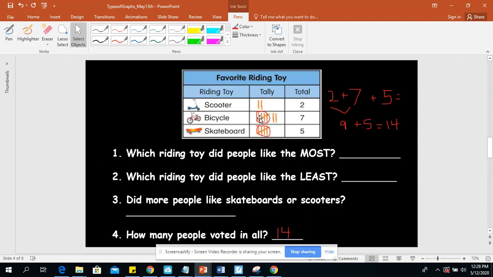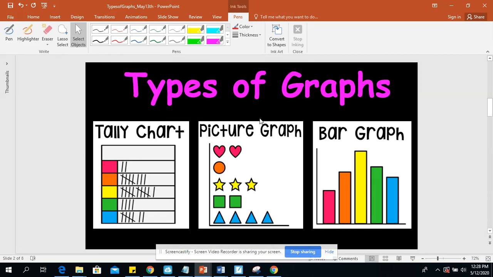Awesome job, boys and girls. So you just reviewed 3 different types of graphs: tally charts, picture graphs, and bar graphs. If you need more time to review these graphs, on the next slide, there are some BrainPop Junior videos you can watch. On the slide after that, you have some questions that you'll need to answer about graphs. Make sure you complete those questions.